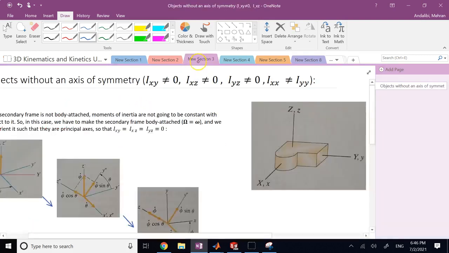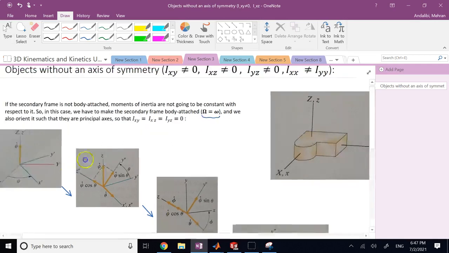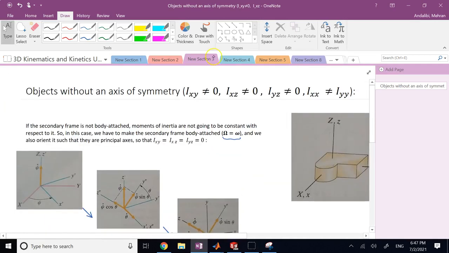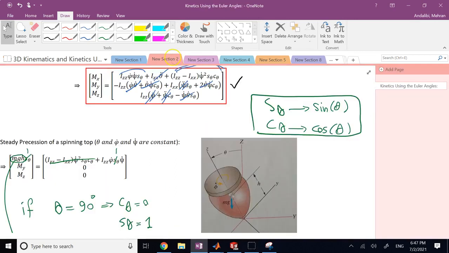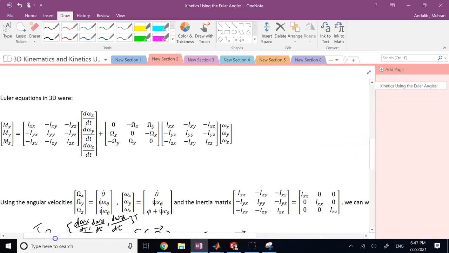And when you don't have axes of symmetry, the only way it can happen is you force the secondary frame to be attached to the rigid body. Then, of course, it is always attached to the rigid body. It has all the three motions, phi, theta, psi. And the position of the XYZ axes with respect to the rigid body is fixed, therefore the I components are not going to change. So you can still use your Euler equations, these guys here. You can still use these equations.